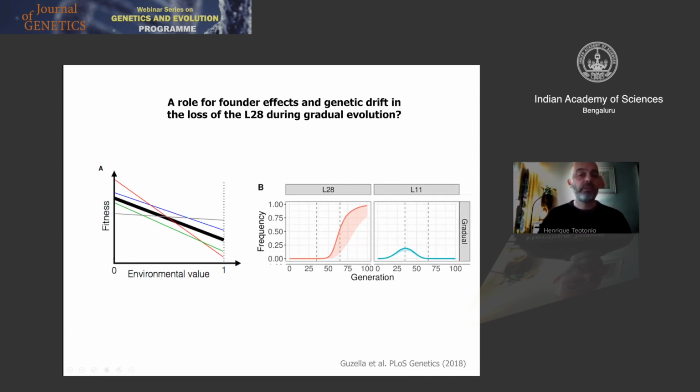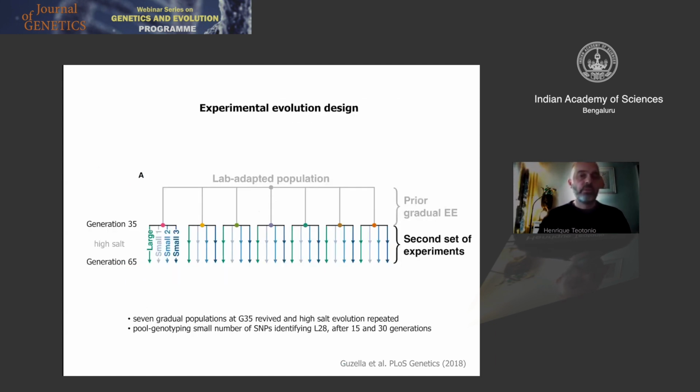Our modeling in particular was deterministic, so we could not predict the effects of founder bottlenecks and genetic drift with our model. So to address this, we did another evolution experiment in which we took 7 populations that had undergone gradual evolution for 35 generations until they hit high salt, and then we maintained them for 30 generations in high salt at large population sizes or at small population sizes. And again, we did genotyping, this time by pool genotyping a small number of SNPs to identify the lineage 28, which we know is the best lineage from standing genetic variation in high salt.